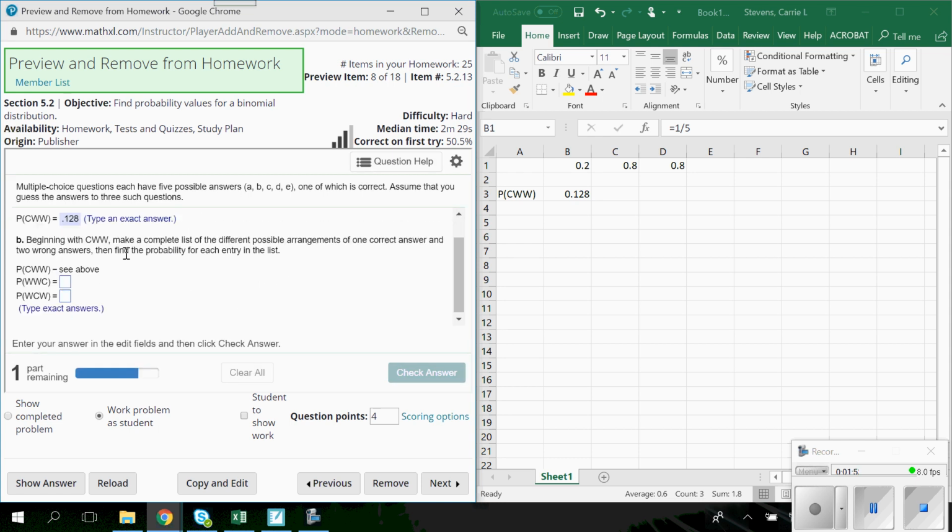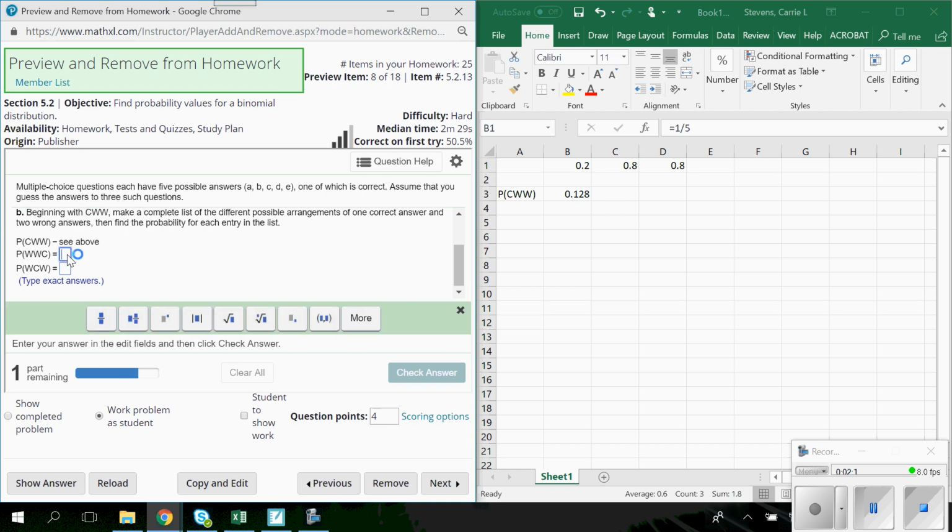Okay. Then part B says, beginning with CWW, or correct, wrong, wrong, make a complete list of the different possible arrangements of one correct answer and 2 wrong answers. Then find the probability of each entry in the list. Okay, so we started with correct, wrong, wrong. Now it's interesting that they've already put together the different ways that you could have one success, one correct answer in 3 tries. They started off with correct on the first try, then correct on the third try, and correct on the second try.